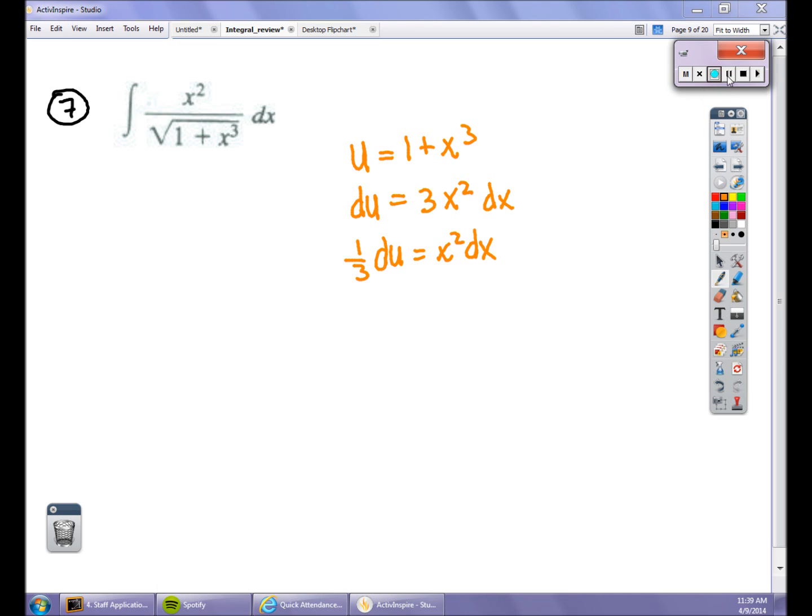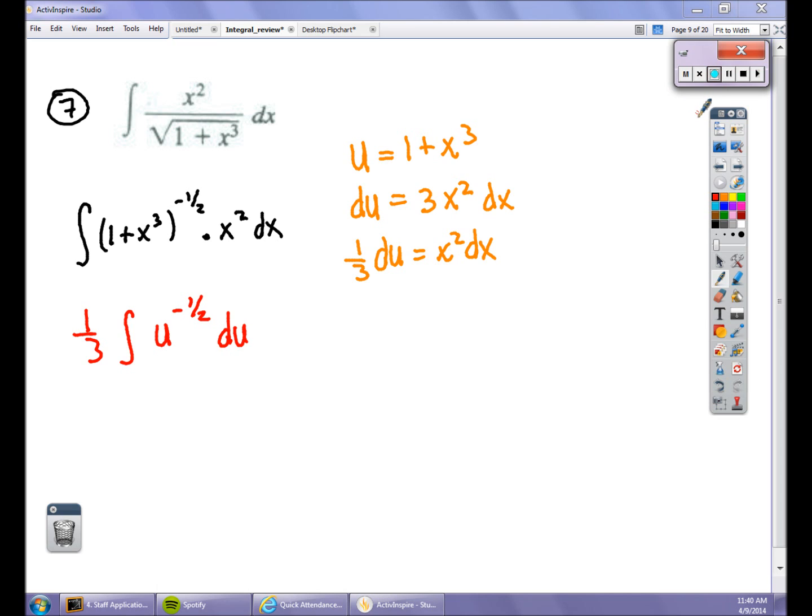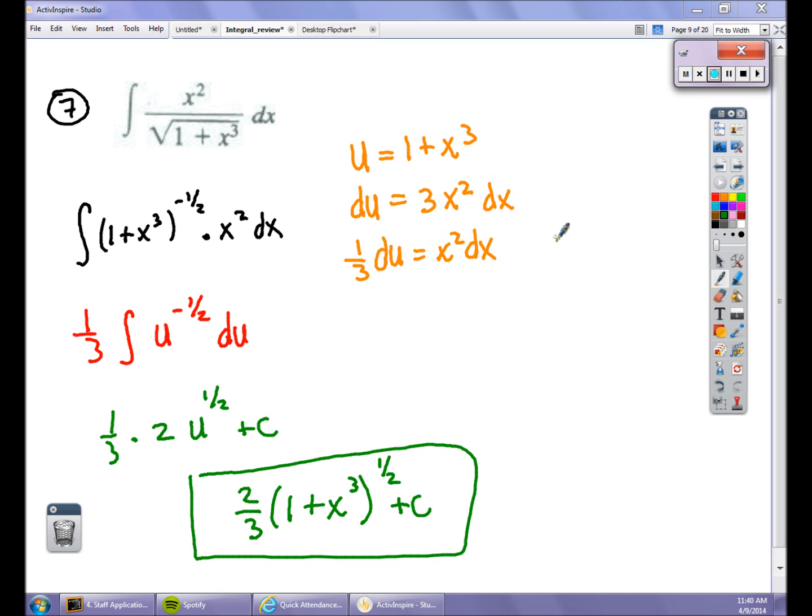Now I'm ready to substitute everything. If you find it helpful to rewrite this one, instead of square root, raise it to the 1/2, and then bring it to the numerator, feel free to do that. My u substitution in red. Adding 1 to the exponent, -1/2 plus 2/2 is +1/2. Multiply by the reciprocal 2. 2 times a third is 2/3, and then back substitute for c. Now you can always take the derivative of my final answer here, and I should be able to get the original question.